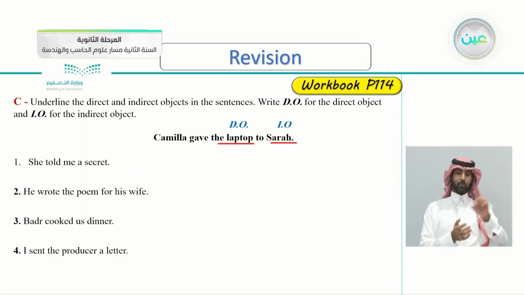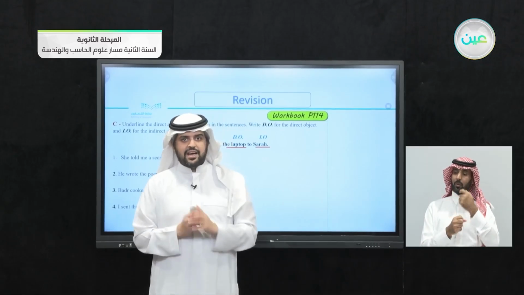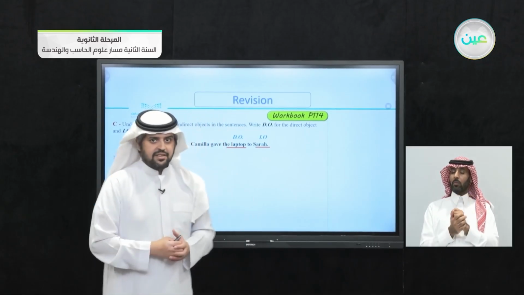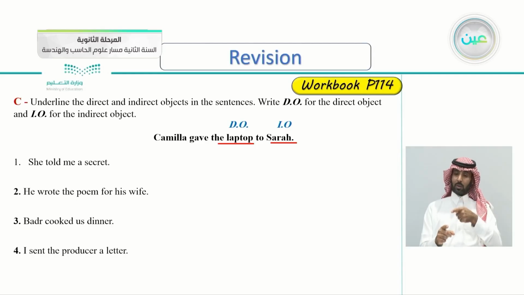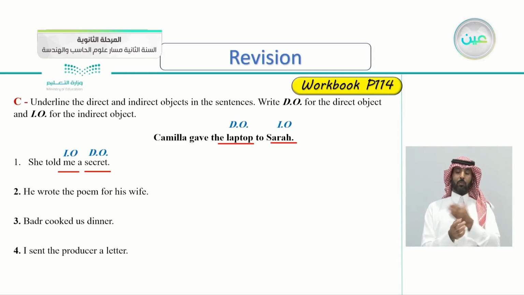So let's start with the first one here. She told me a secret. So where's the direct and indirect object here? The first one, she told me a secret. Okay, let's check the answer together. So me is the indirect object and the direct object is a secret.